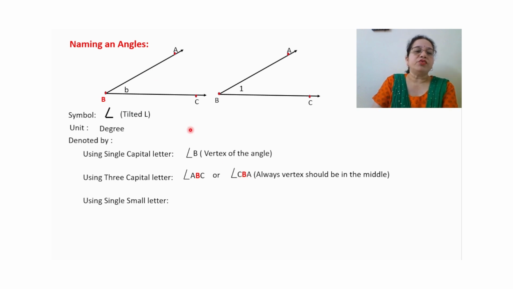In higher classes, we use small letters. If such a letter is written here, we can represent this as angle b. In the same way, in higher classes, we use numbers. If you can see any number written over here, we can say angle 1. Apart from these two, we use symbols also, like alpha, beta, gamma and so on. So if any symbol is there, we can use the symbol to represent the angle.